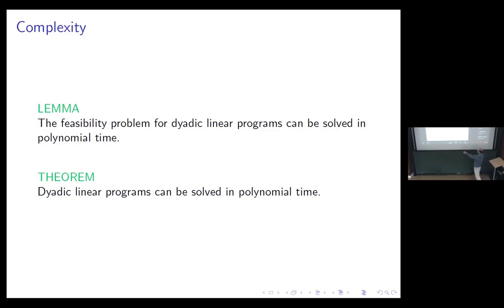And then we also get that dyadic linear programs can be solved in polynomial time, and that's a combination of standard LP polynomial algorithms and this other aspect, that we need to check feasibility, but we know how to do that in polynomial time. So yeah, that's very nice. Everything is polynomial.